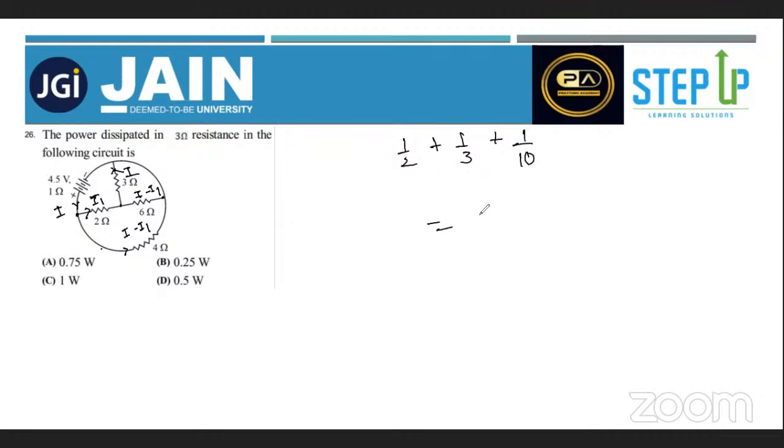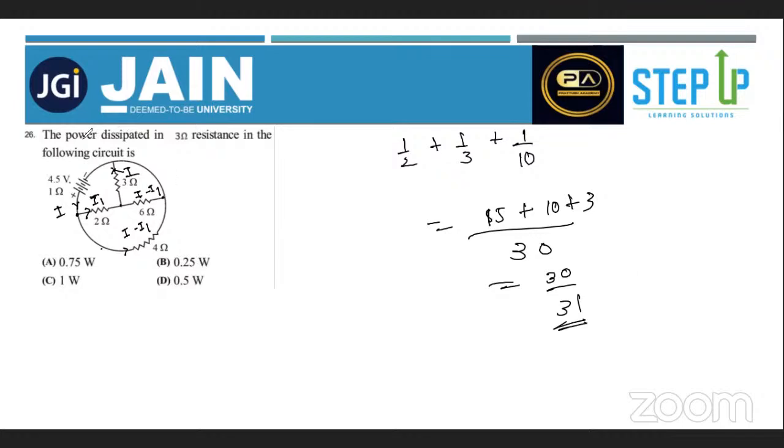If I make the denominator the same, basically I'll get 30. So I have 15 plus 10 plus 3 upon 30. So it basically is 30 upon 31. 30 upon 31 will give you the resistance.